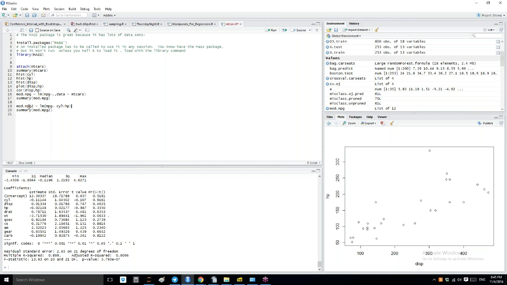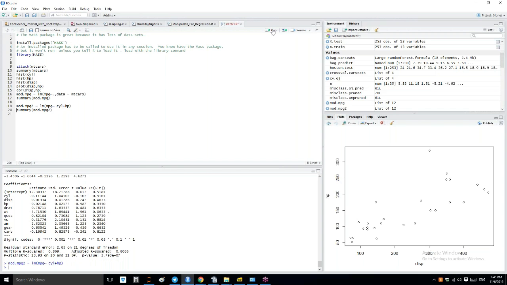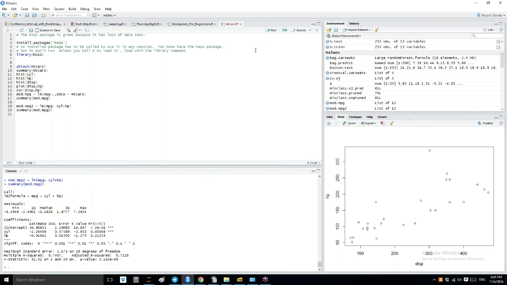So I said, well, let me create another model. Let's see if we can predict miles per gallon based just on the cylinders and the horsepower. That makes sense. We know that more cylinders and bigger engines, more horsepower, generally means lower miles per gallon. So let's run that and see what happens. I run the model, and by the way, notice how quick this is. I just did it and it's done. And now I hit summary, and what do I get?